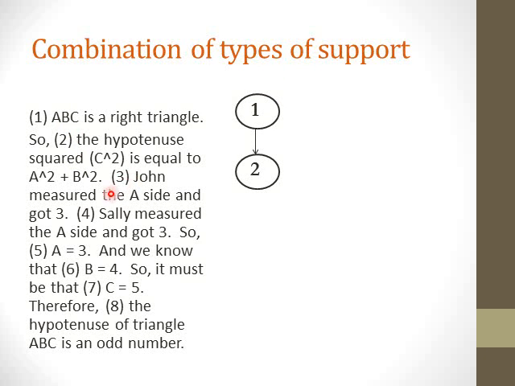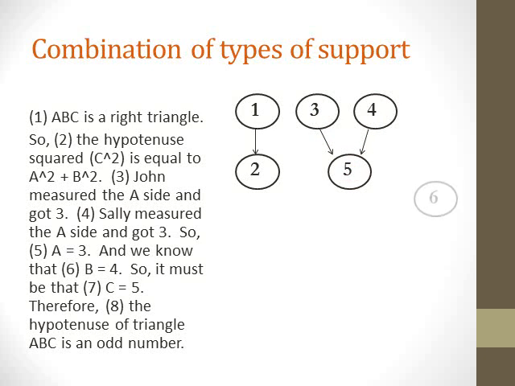We also see that John measured the A side and Sally measured the A side and got 3, so we know that A equals 3, which is represented by this, right? We see that John measuring the A side supports by itself that A equals 3, right? And Sally measuring the A side by itself supports 5, that A equals 3. So we have a convergent support here, right? Each premise independently supports the sub-conclusion. Then we have 6, that B equals 4, and there are no sub-arguments for 6. 6 stands on its own.